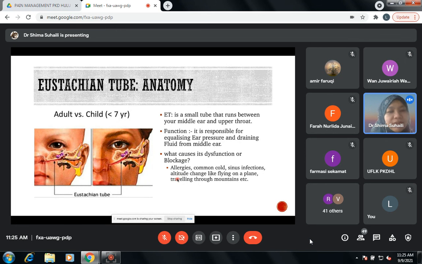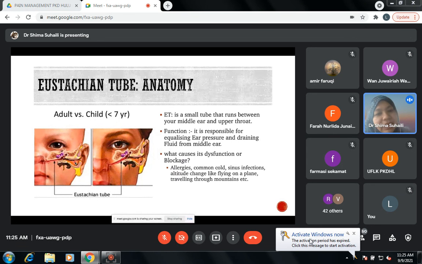Kita panggil barotrauma. So as you can see, dekat children, you boleh nampak dia punya ET tube ni is like a parallel, selari. Okay, so when the patient has infection like a sinusitis, allergic rhinitis or any URTI, there's a lot of secretion inside the nose. So the secretion too can travel inside the ET tube and become stuck here. Okay, when it becomes stuck, it will cause problem with the ear pressure.